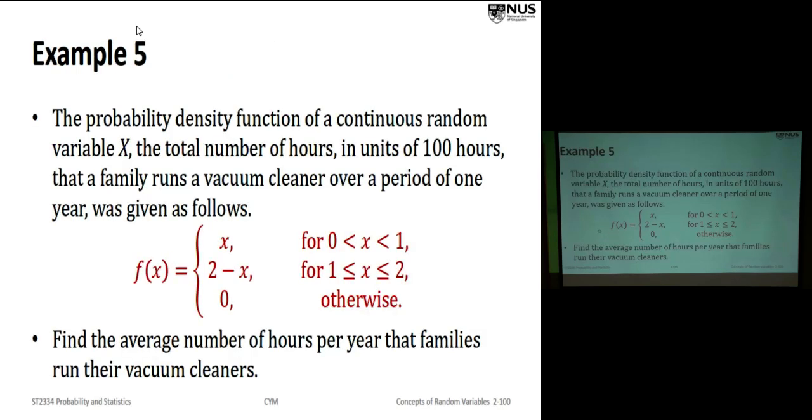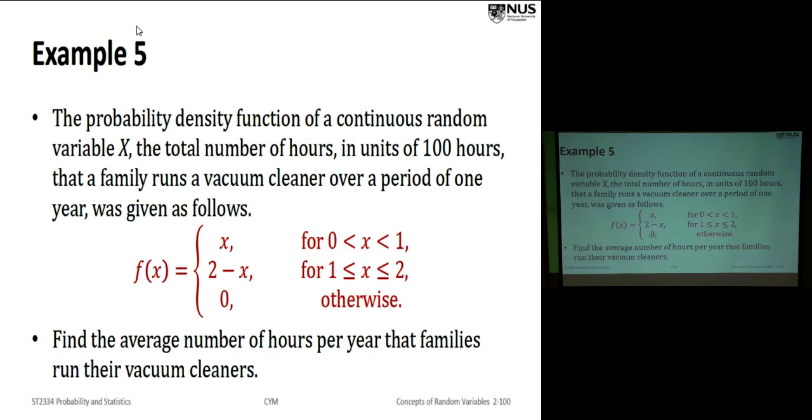Okay, so example 5 is more of the same, really. You're given the PDF of a continuous random variable, which denotes the total number of hours, in units per 100 hours, that a family runs a vacuum cleaner over a period of 1 year. Okay, so this density function is linear: it's X if X is between 0 and 1, it's 2 minus X if X is between 1 and 2, and 0 otherwise.